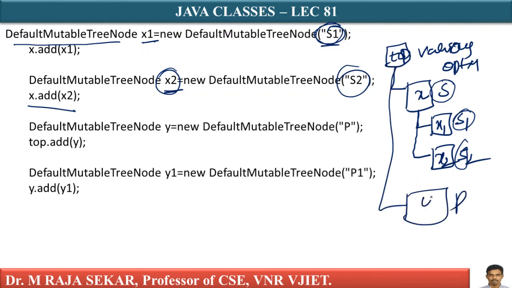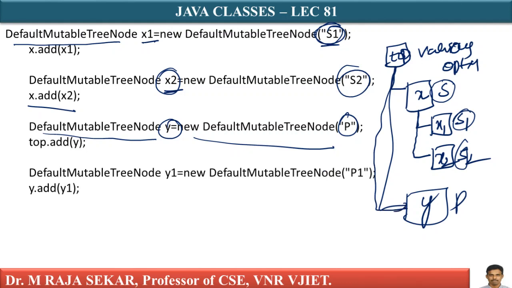Here I will say Y. Just see, DefaultMutableTreeNode Y equal to new DefaultMutableTreeNode P. Y means I am giving the name P. top.add(Y). I am adding to top, that you must understand. Again, DefaultMutableTreeNode Y1 equal to new DefaultMutableTreeNode P1. Y.add(Y1): for this Y, I am adding Y1, whose name is P1. In a similar manner, I will add Y2 here, whose name is P2.